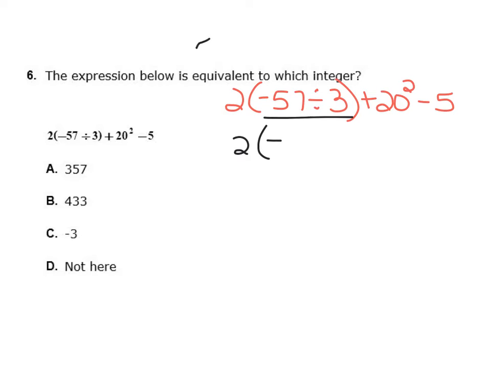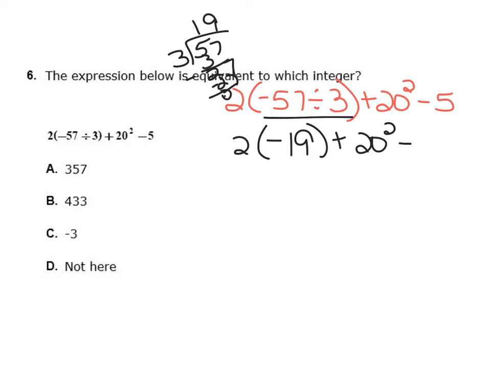So 57 divided by 3, I'm going to write it here. So 3 into 5 is 1 time. Remainder is 2. Bring down the 7. 3 into 27 is 9 times. And that's going to be 0. So that's going to be negative 19 plus 20 to the second power minus 5.